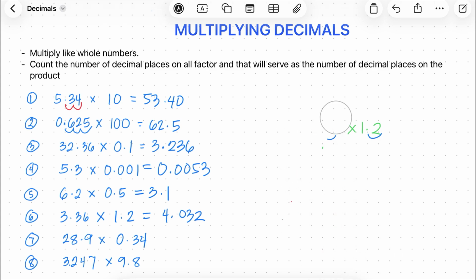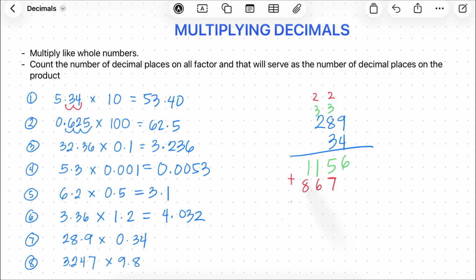Okay, number 7, we have 28.9, so 289 times 34. So 9 times 4, we have 36. 8 times 4, 32, plus 3, that's 35. And then 4 times 2, 8, plus 3, that is 11. Next line, we have 3 times 9, that is 27. 3 times 8, 24, plus 2 is 26. 3 times 2, that is 6 plus 2 is 8. And then just simply add them. So this one is 6, 12, and this one is 8, this one is 9.